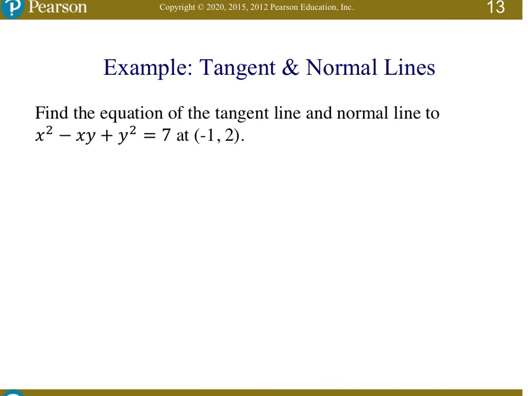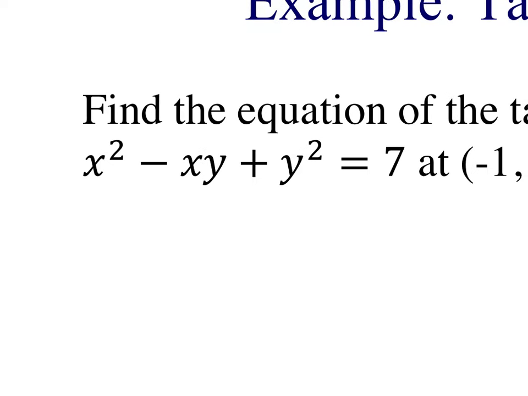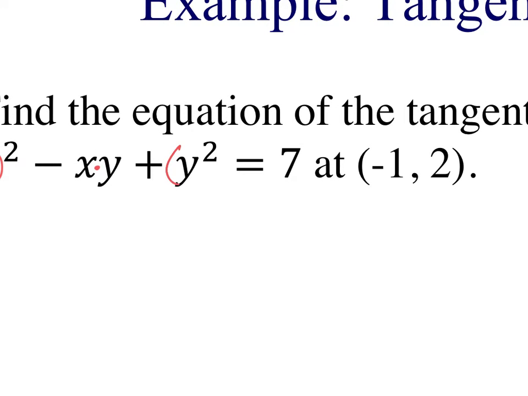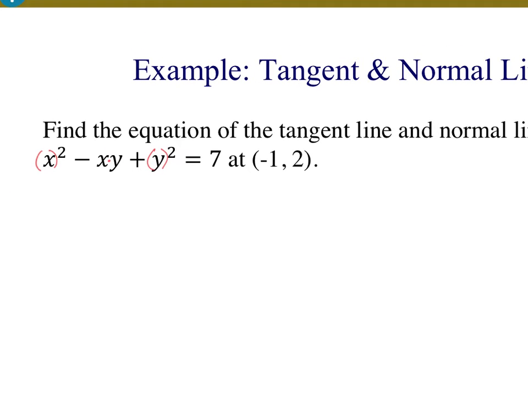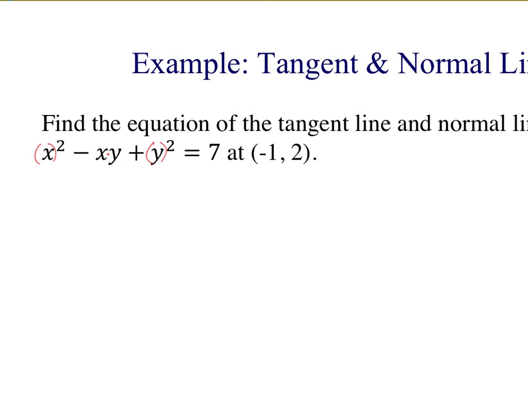All right, so again, here is an implicit equation. And so we need to understand what is implicit about it, what is implied. So like we talked about yesterday, there are implied parentheses around the x squared. There's an implied multiplication between x and y, and then there's another implied set of parentheses around the y squared. So that impacts how we're going to take our derivative.